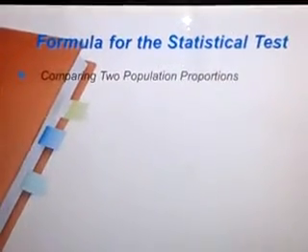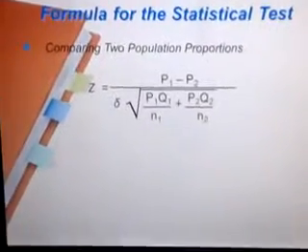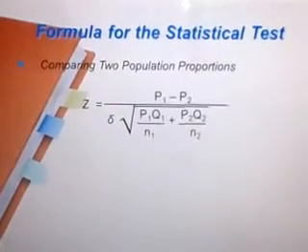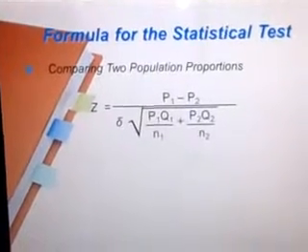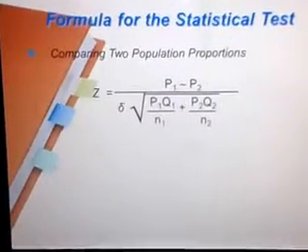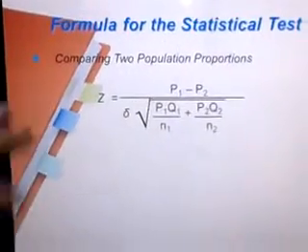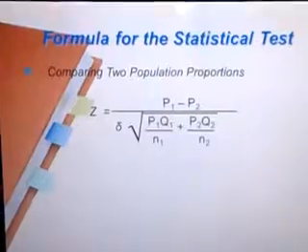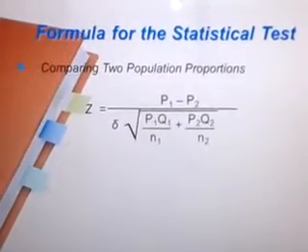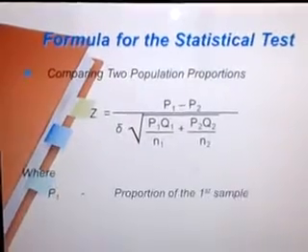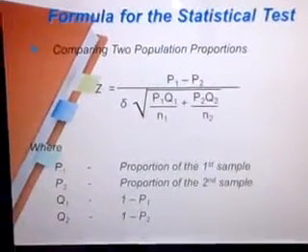When comparing two population proportions, Z is equal to P1 minus P2 divided by the population standard deviation, which is the square root of P1 multiplied by Q1 over N1 plus P2 multiplied by Q2 divided by N2. So here is the abbreviation.